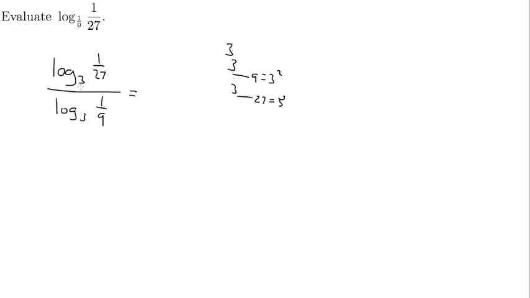So log base 3 of 1 over 27, 3 cubed, that looks terrible. 3 cubed is 27, so 3 to the negative 3 will be 1 over 27. Similarly, log base 3 of 1/9, I know 3 squared is 9, so 3 to the negative 2 power will give me 1/9. So my final answer then is 3 over 2.